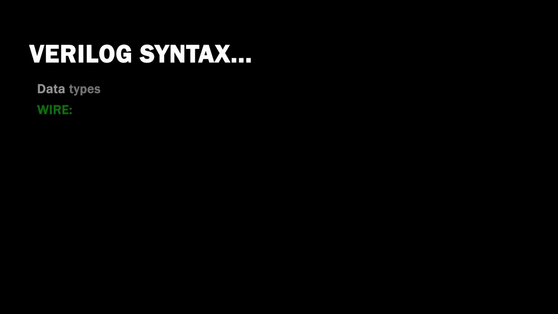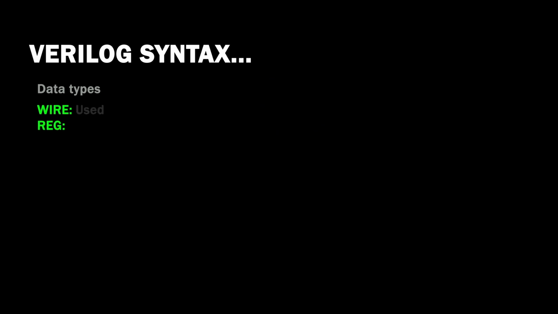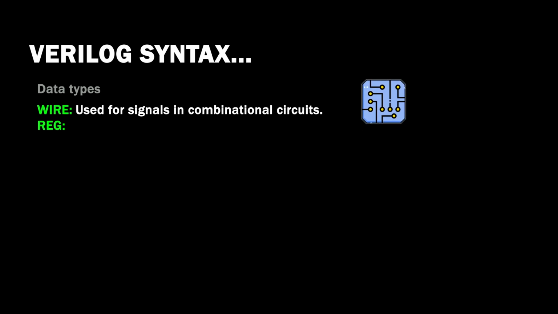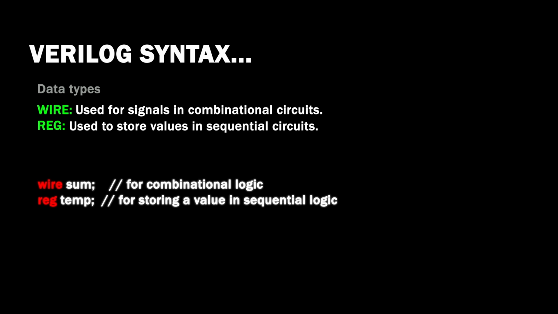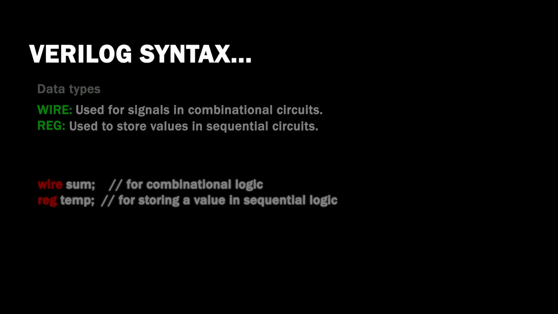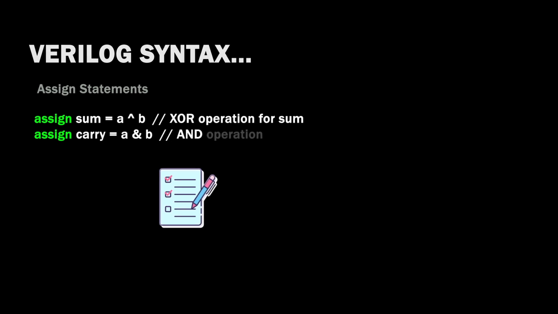Verilog has two main data types, wire and register, spelled as reg. Wire is used for signals in combinational circuits, and reg is used to store values in sequential circuits. Here's how you declare them. Now, for combinational logic, we use an assign statement. This statement is used to define a relationship between signals, similar to an equation.